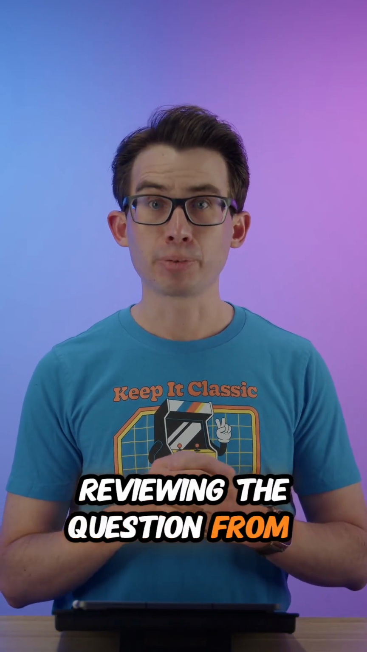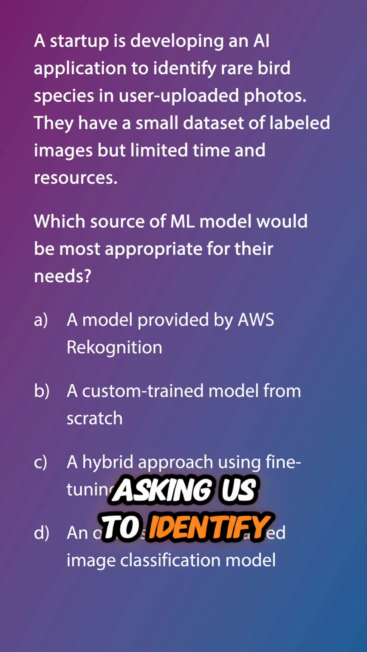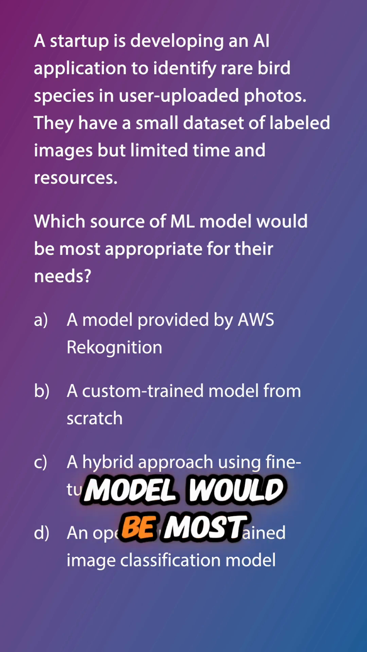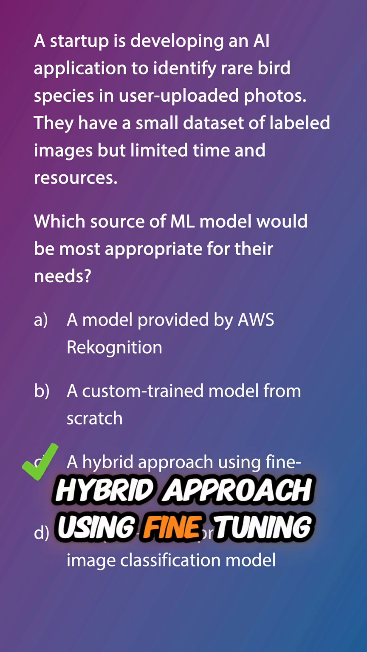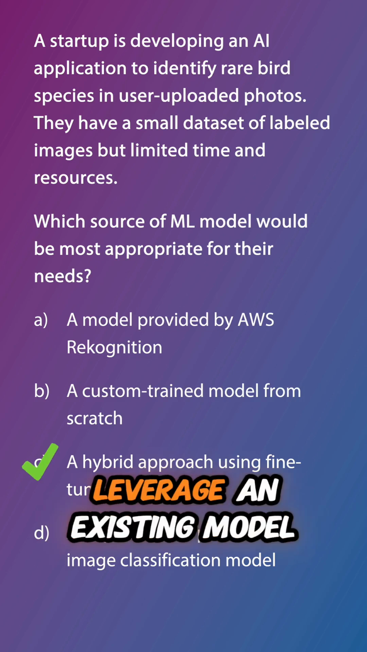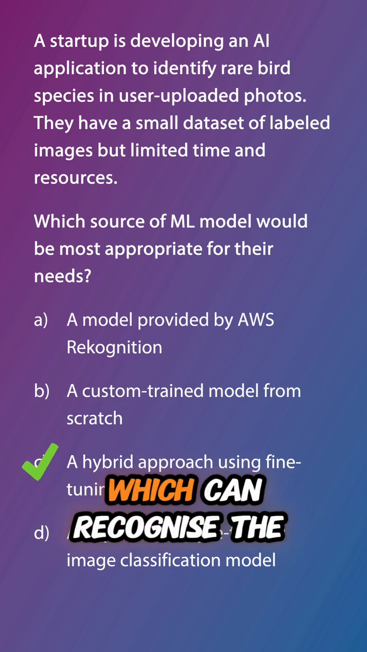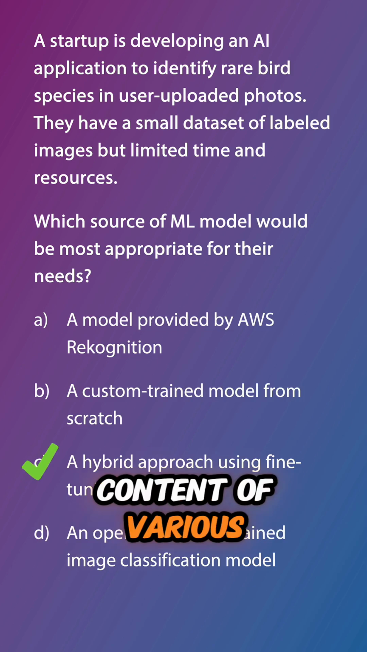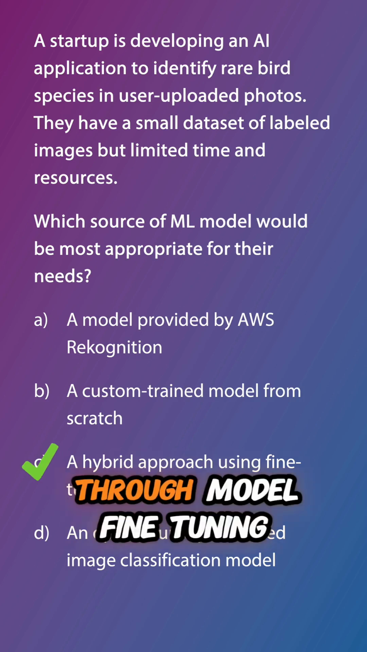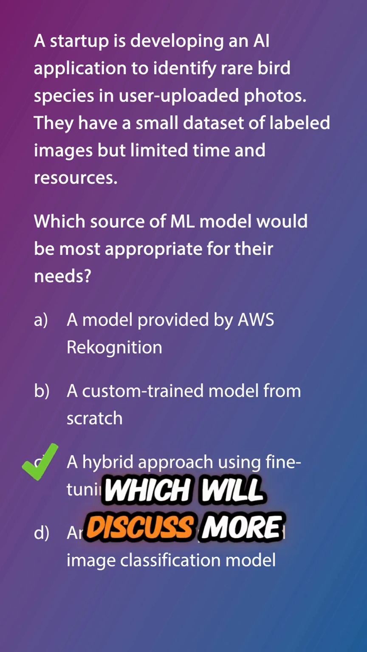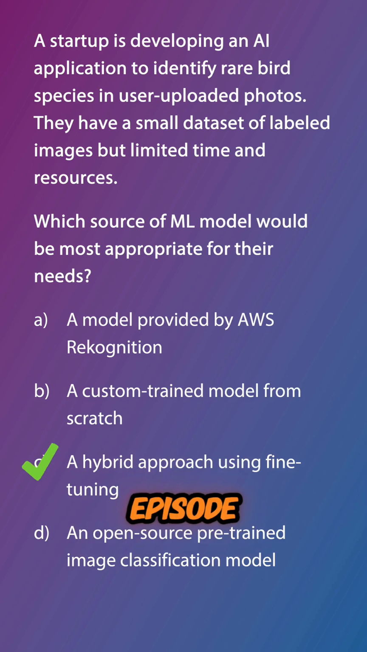Reviewing the question from the previous episode, asking us to identify which source of ML model would be most appropriate. The answer is C, a hybrid approach using fine-tuning. This is because we can leverage an existing model which can recognize the content of various images and then augment that with our own data set of rare birds through model fine-tuning, which we'll discuss more in a future episode.